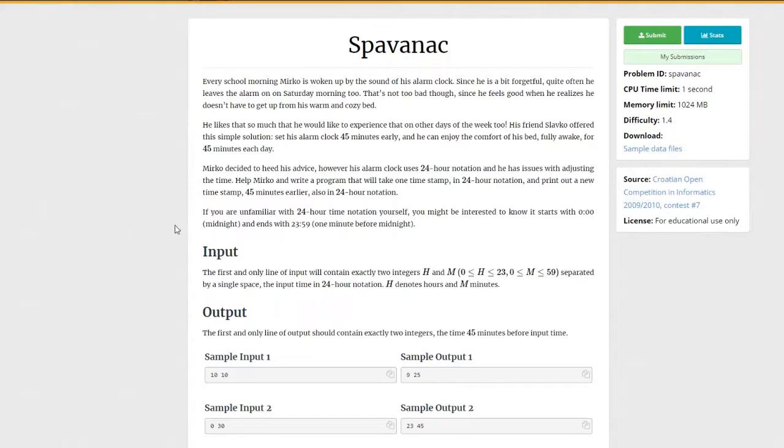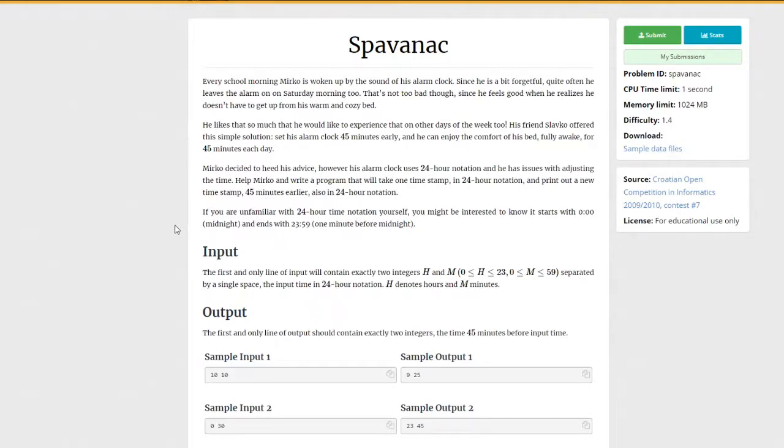Okay, every morning Mirko is woken up by the sound of his alarm clock. Since he's a bit forgetful, quite often he leaves the alarm on Saturday morning too. That's not too bad though, since he feels good when he realizes he doesn't have to get up from his warm and cozy bed. He likes that so much that he would like to experience that on other days of the week too. His friend Slavko offered the simple solution: set his alarm 45 minutes early, and he can enjoy the comfort of his bed fully awake for 45 minutes of each day. Mirko decided to heed his advice.